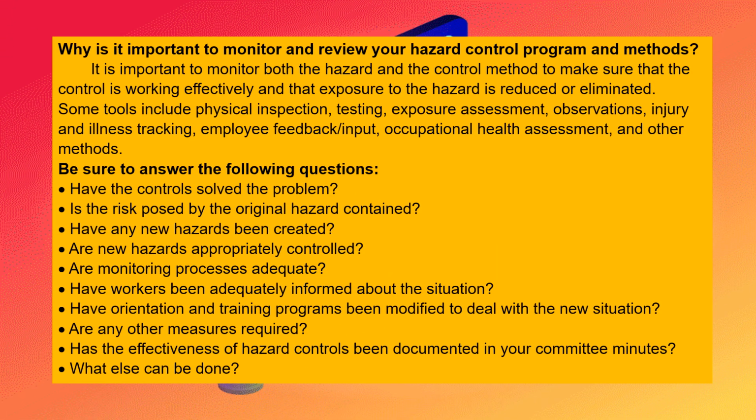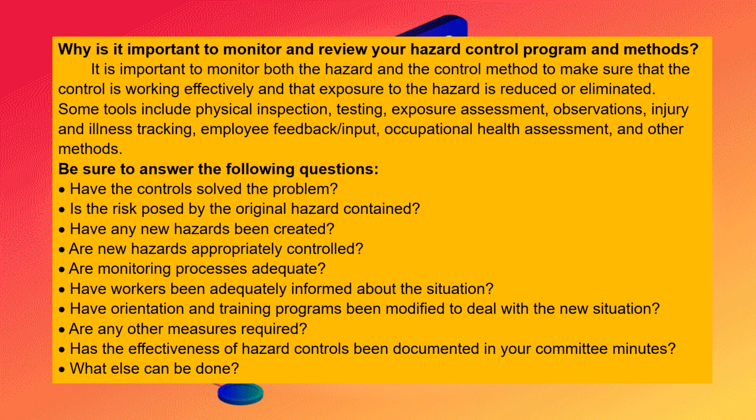Why is it important to monitor and review your hazard control program and methods? It is important to monitor both the hazard and the control methods to make sure that the control is working effectively and that exposure to the hazard is reduced or eliminated. Some tools include physical inspection, testing, exposure assessment, observations, injury and illness tracking, employee feedback input, occupational health assessment, and other methods.